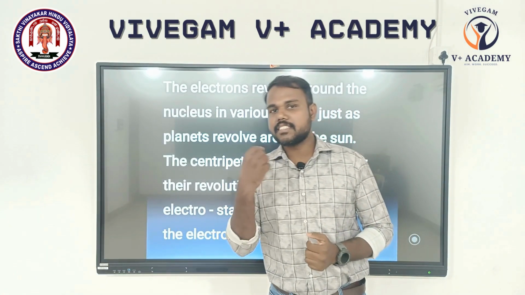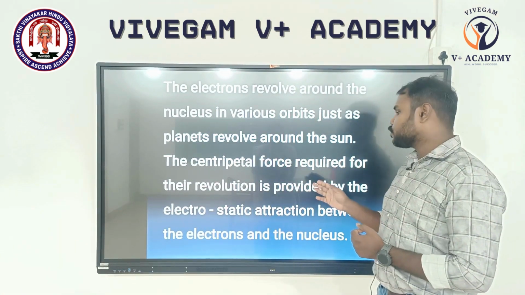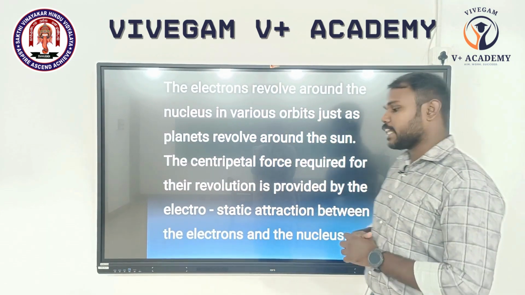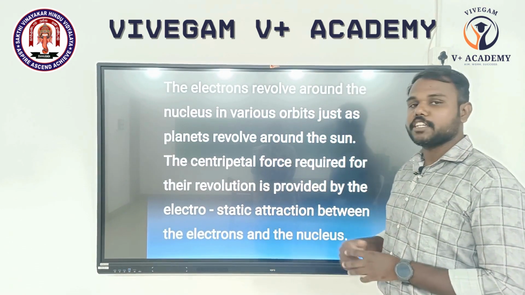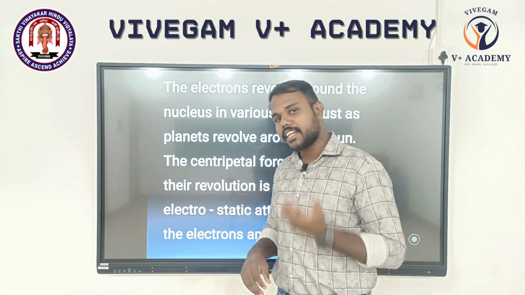Whenever it's revolving, the centripetal force required for the revolution is provided by the electrostatic attraction between the electrons and the nucleus. We know that unlike charges always tend to attract each other.